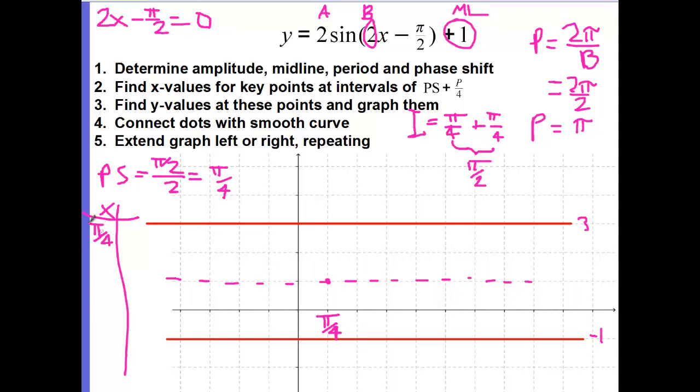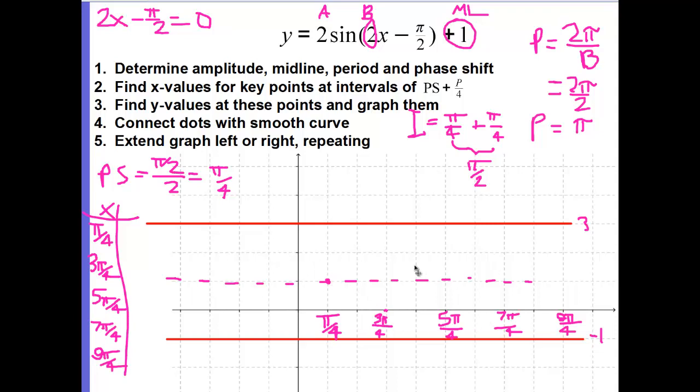If I add pi over 2 to pi over 4, I get a common denominator of 4, which gives me 3 pi over 4. So my next point is at 3 pi over 4. Adding another pi over 2 with a common denominator gives 5 pi over 4. You can see the pattern, so the next one is 7 pi over 4. I need one more point to finish, which should be 2 pi plus pi over 4. Indeed it is, 9 pi over 4.